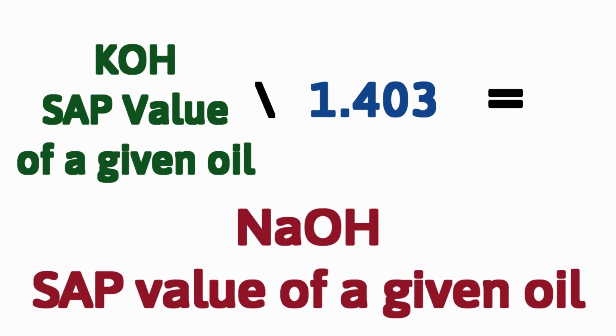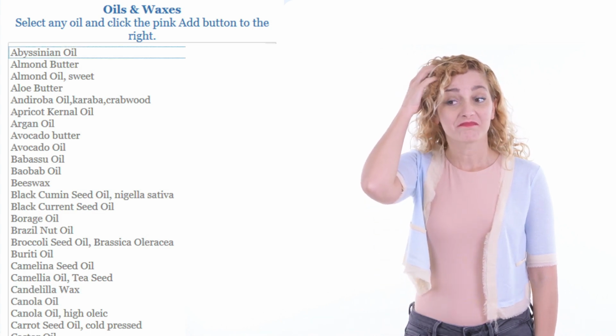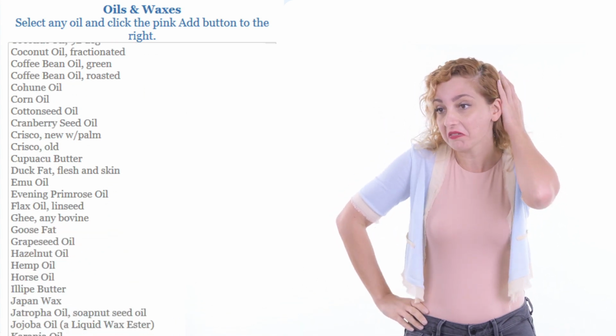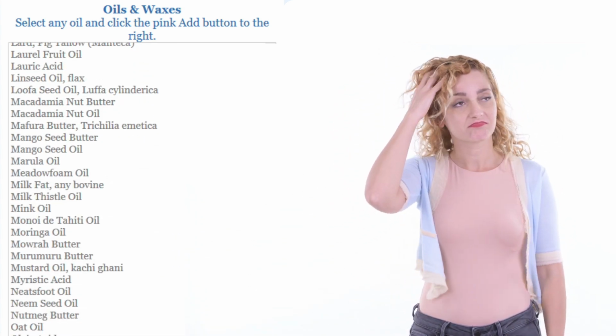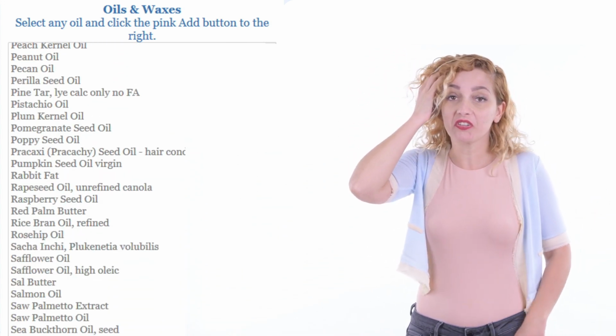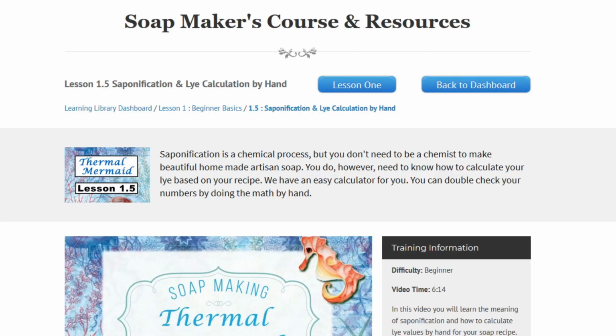Now, just to make it a tad more complicated, when you formulate a soap recipe, you have any number of oils to choose from. There are over 100 oils that you can use to make soap, with about 20 or 30 of them being the most common. And each of these oils has its own saponification value. Now you have to know the saponification value for each oil for you to accurately calculate your recipe. Now typically you won't have to memorize this, but you will have to look it up.